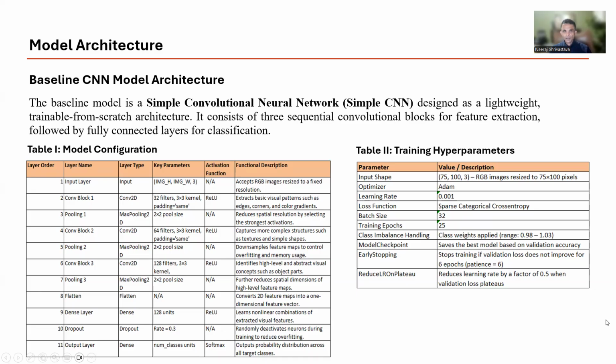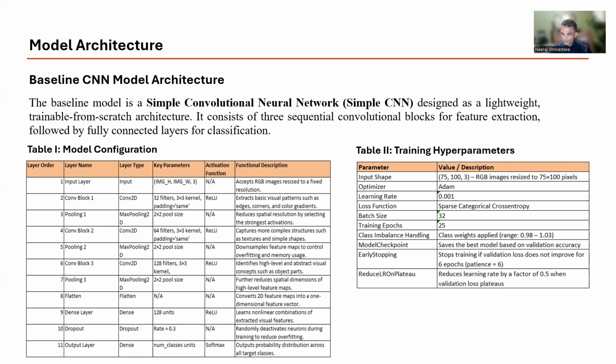As you can see here, the baseline model is a simple convolutional network model designed as a lightweight architecture, trainable from scratch. It consists of three sequential convolutional blocks for feature extraction, followed by the fully connected layers for classification. Now, talking about the table here, we have 7 layers. Layers 1, 2, 3 start with an input layer which accepts RGB images and uses the first convolutional block, followed by max pooling to extract basic patterns like edges and corners.